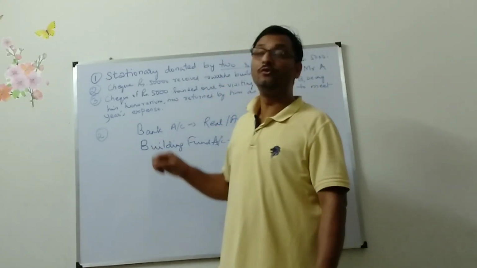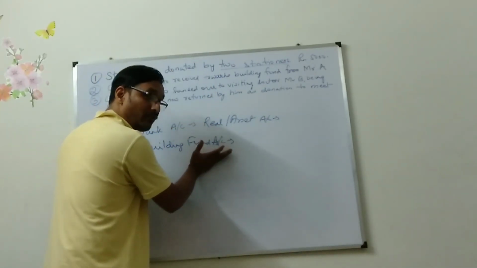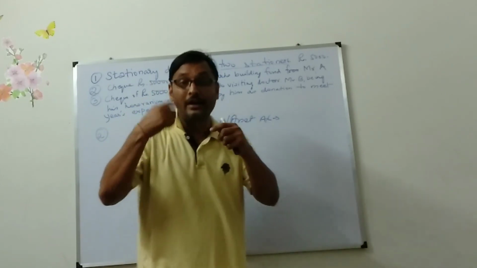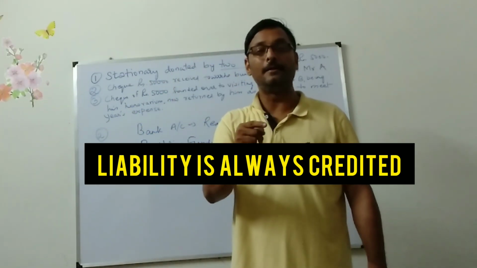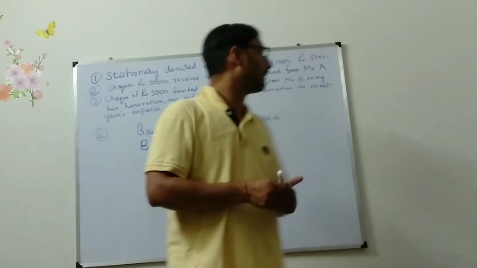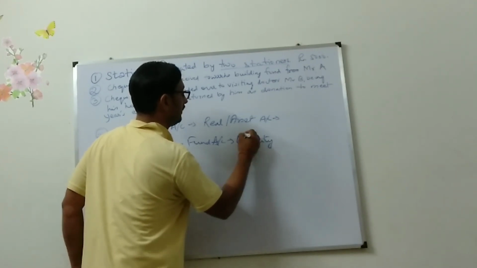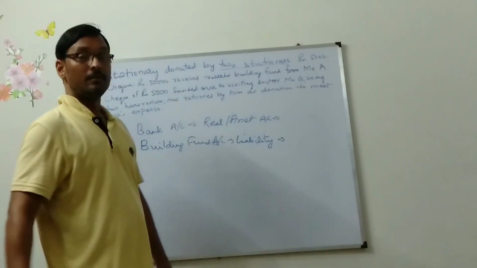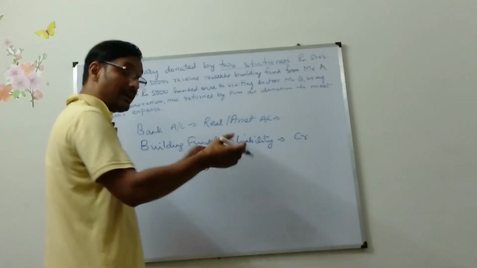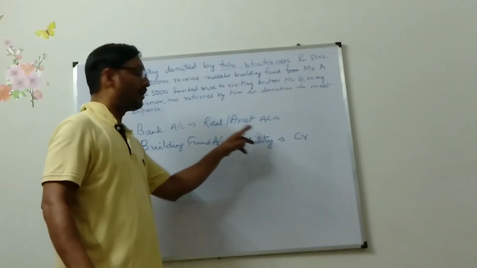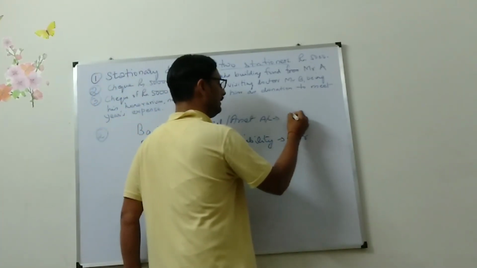So this money will be used for constructing the building only, because this fund has been created for the building. So that is your headache, and that is your liability, and liability is always credited. This check is coming in, real or asset account, debit what comes in, credit what goes out, this check is coming in, so this will be debited.